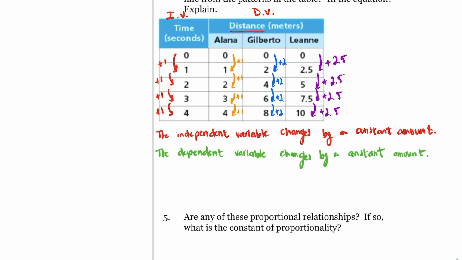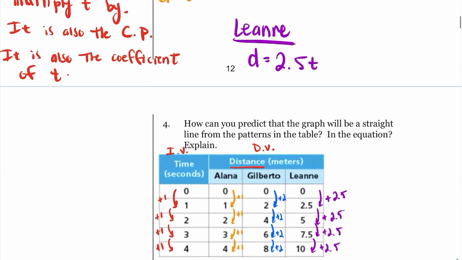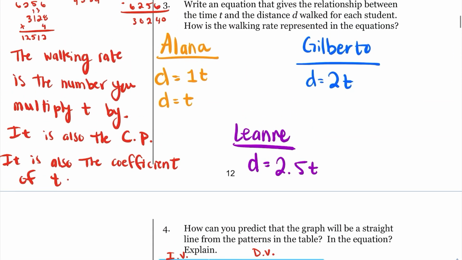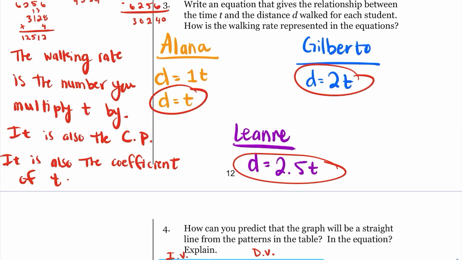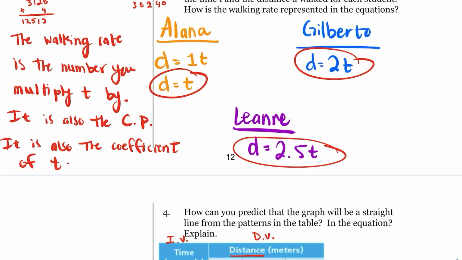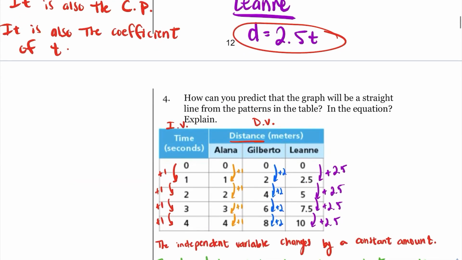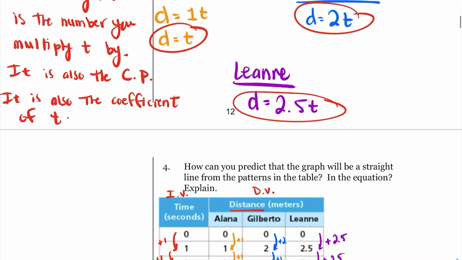Now, I want you to take a look at these equations here. I'm going to circle them in red. We have d equals t, d equals 2t, and d equals 2.5t. What did you notice about these equations? All of these equations represent this table. But how are these equations formatted? What do they look like? Because these are technically linear equations, but we just need to describe what they look like.